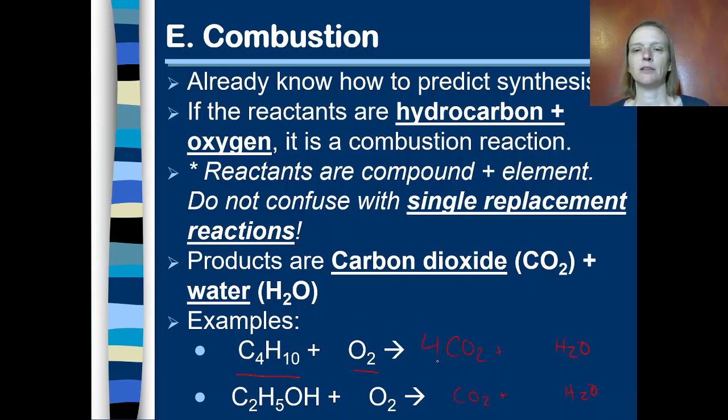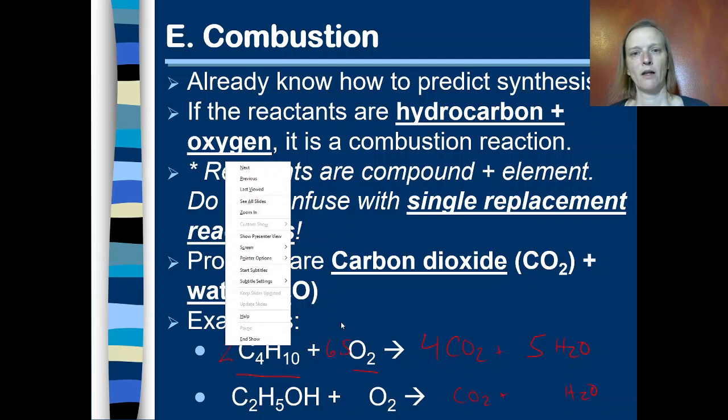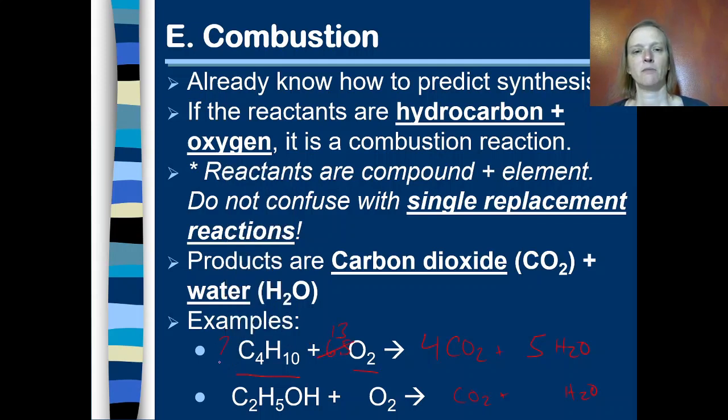To get 4 carbons over here, to get 10 hydrogens, I need a 5 here. Now I have 2 times 4 is 8, plus 5 is 13. So I want to have the number 6.5 here. Of course, that's not a correctly balanced equation. So I need to multiply everything times 2. 2, 13, 8, 10. That's correctly balanced now.